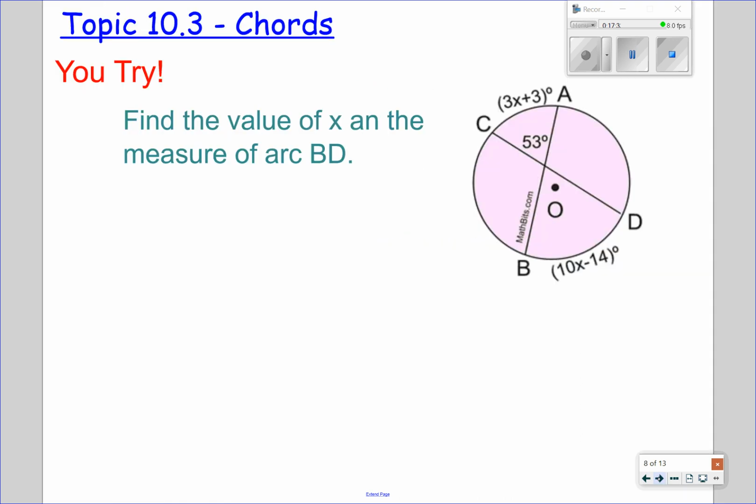Okay, moving forward, why don't you guys go ahead and pause and try this one. Use the fact that this arc here and this arc here are the intercepted arcs of this angle and this angle, which are congruent. Go ahead and pause and try.